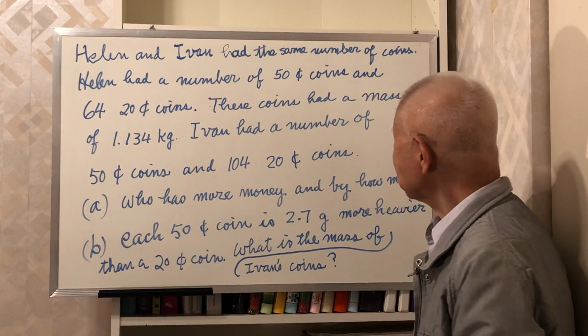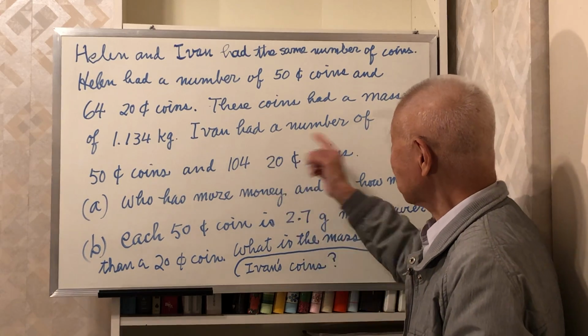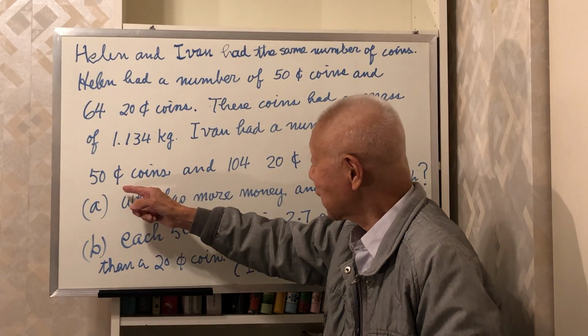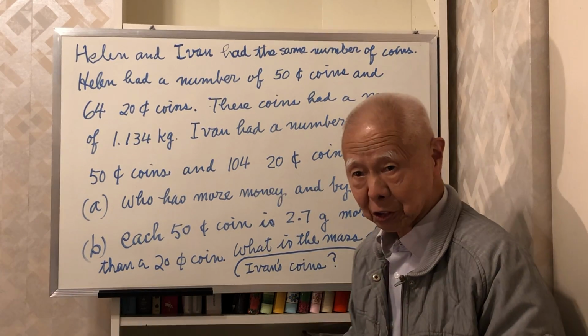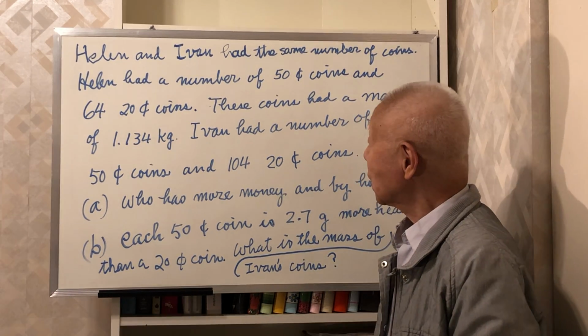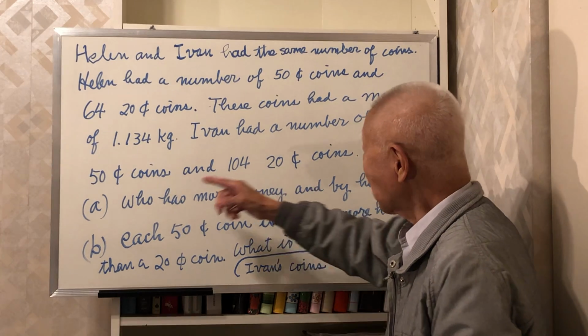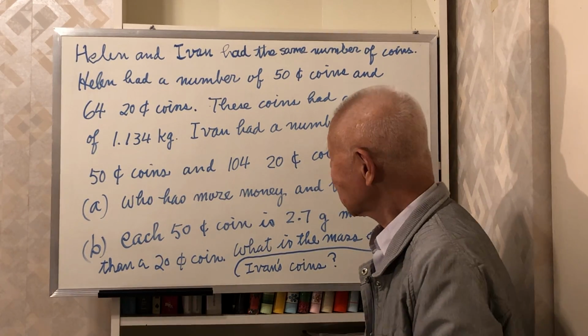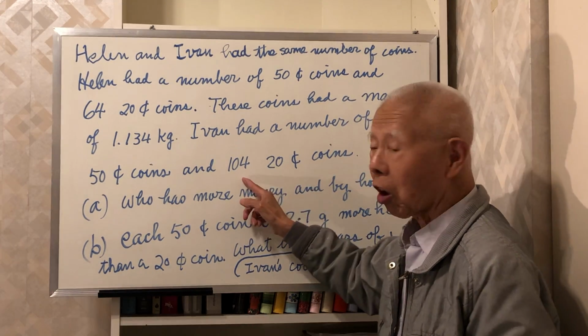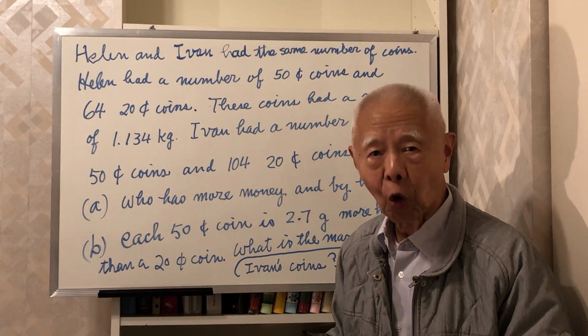Ivan had also 50-cent coins and also 20-cent coins. The number of 50-cent coins is not given, but the number of 20-cent coins is 104.